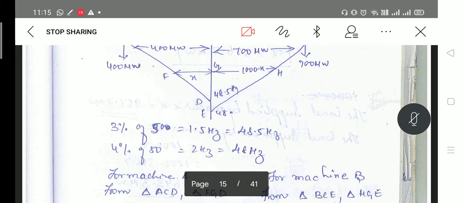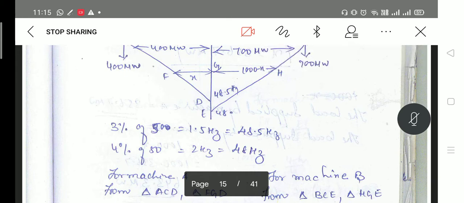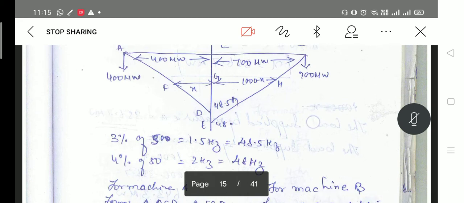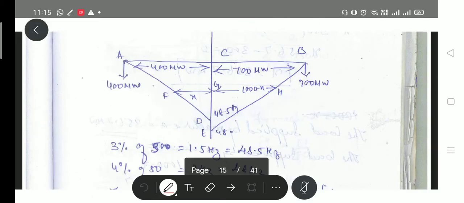3% of 50 Hz is 1.5 Hz, that is 48.5 hertz, and 4% of 50 is 2 hertz, that is 48 hertz. So machine A is 48.5 and machine B is 48 hertz. So I am taking one graph. This is the frequency, this is the power, x axis as load and y axis as frequency.